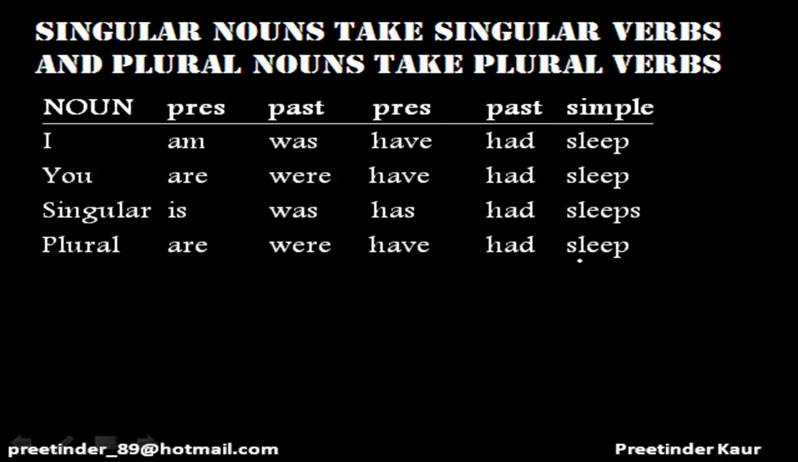Now having a look at these simple tenses, with I we do not put s because I is supposed to be a singular noun. It will take a singular verb. I sleep. With you, we do not use s, it will be you sleep. But with singular, we use sleeps. She sleeps, he sleeps. The dog sleeps, the child sleeps.